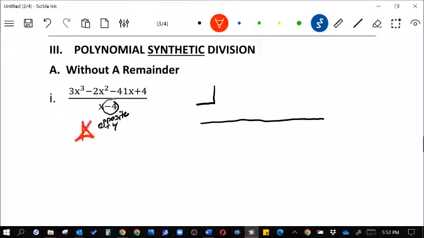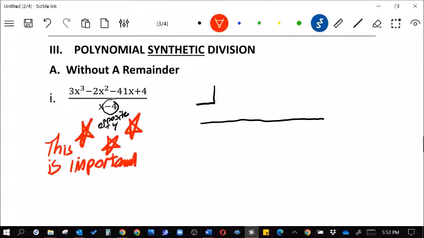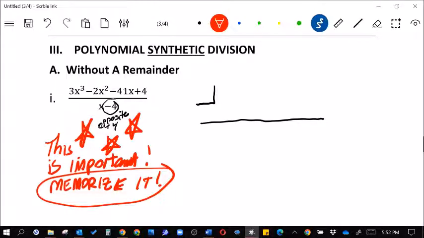Opposite. This is important. Memorize it. Take the opposite sign. You make it +4, and that's what you put over here.